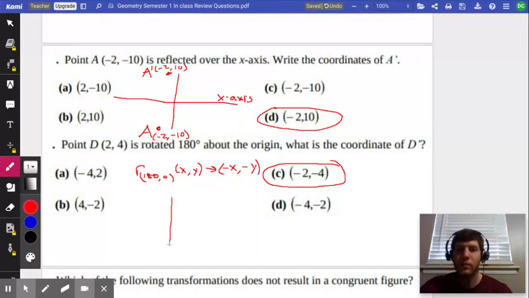And again, if we wanted to look at that, (2, 4) would be up here. So this would be D. We go 180, we're going to be down here. That's going to be D prime. And so it's going to be negative 2, negative 4.